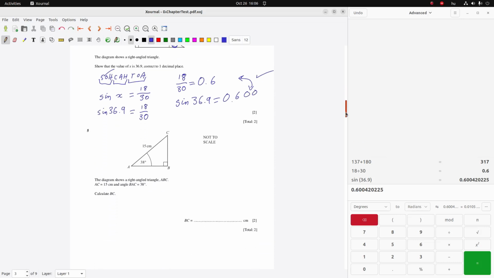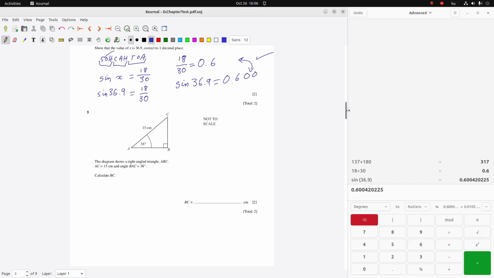Easy peasy, right? Okay, the diagram shows a right angle triangle ABC, and we've got AC is 15 and BAC is 38, and we need to calculate BC. Another easy one. We go back to SOHCAHTOA. This one is the opposite, and this is opposite the 90 degrees, so it must be the hypotenuse, and this one would be the adjacent.